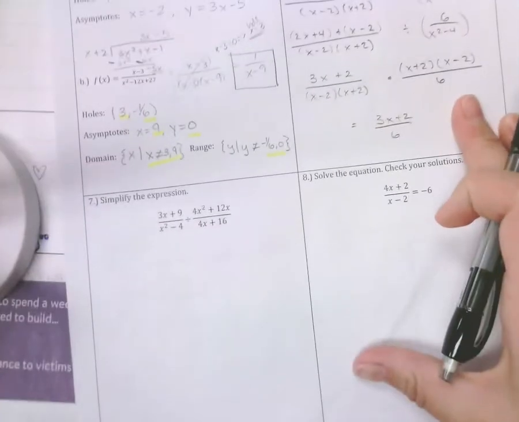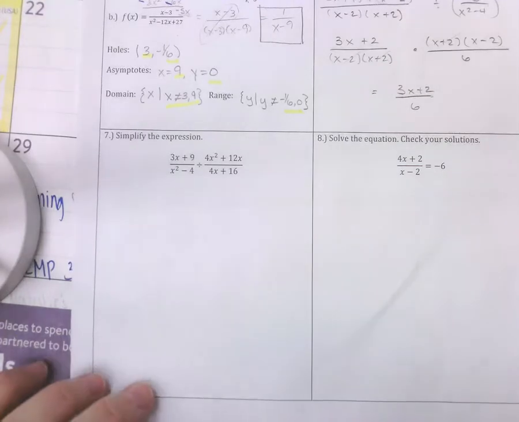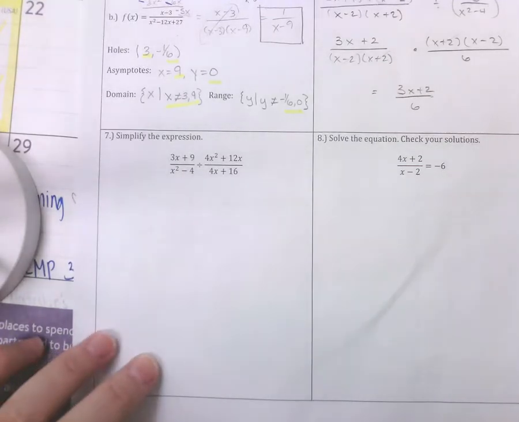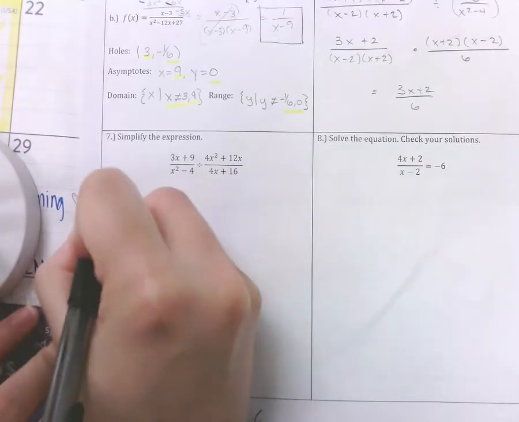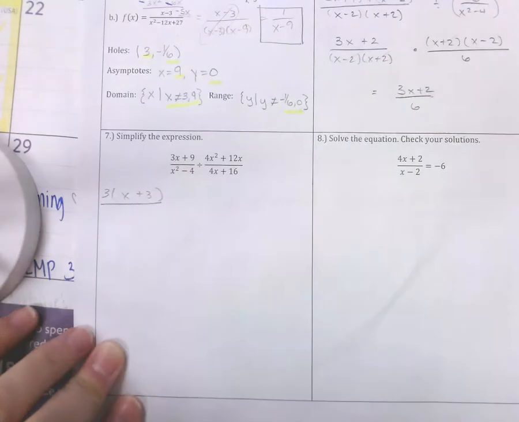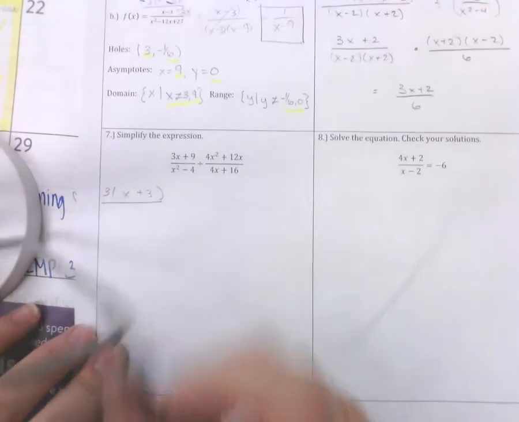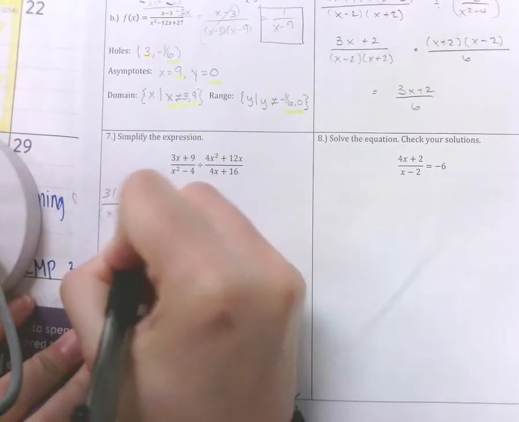Number 7. 7 is just a basic division question where you're simplifying. So you want to start off by factoring everything. So that first fraction, you can take out a 3 out of that first guy. So sometimes all you can do is just take out a greatest common factor. The denominator factors, it's a difference of squares, to x plus 2 and x minus 2.